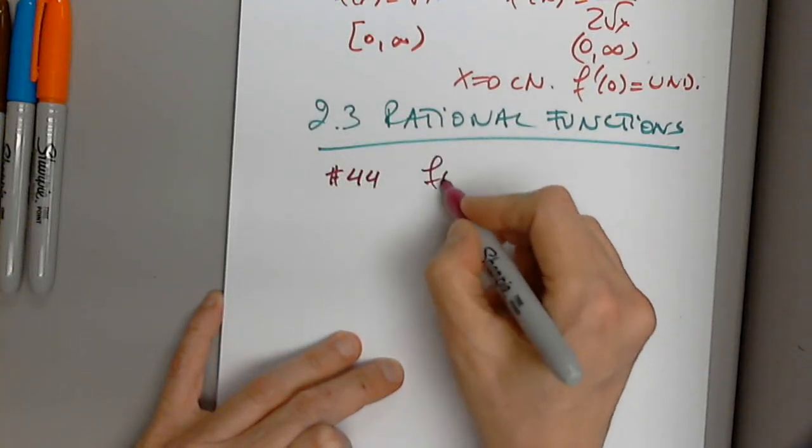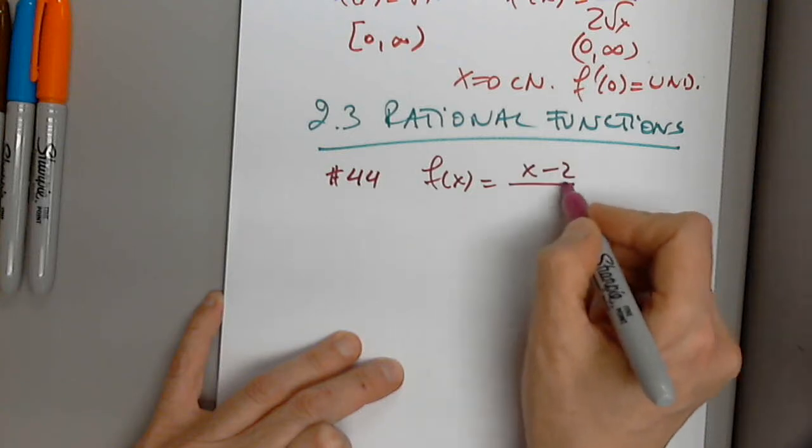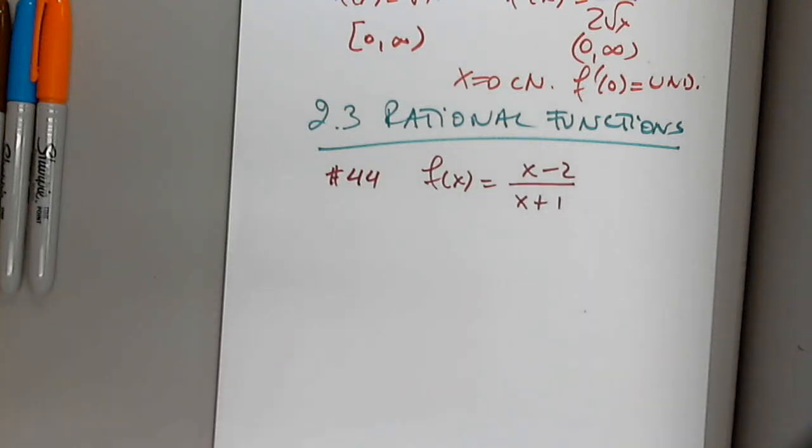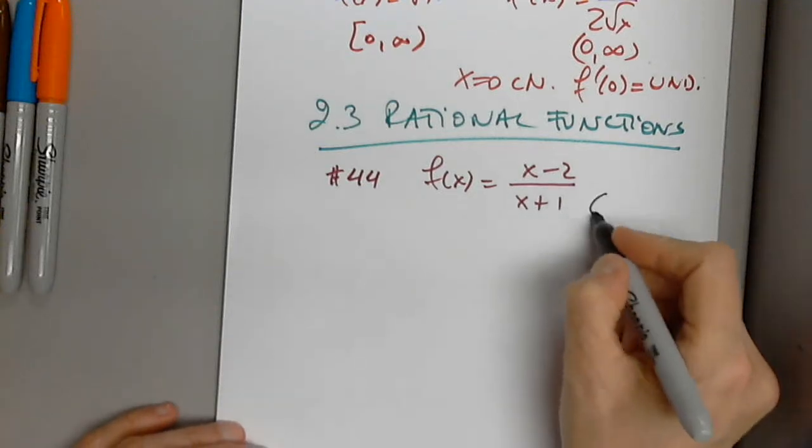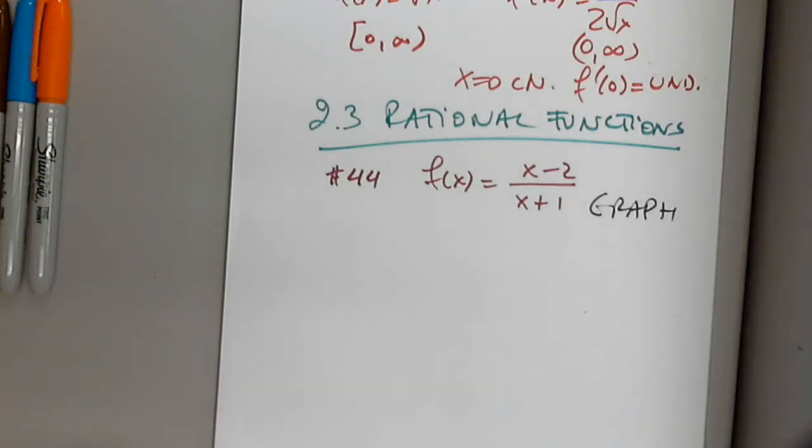f of x equals x minus 2 over x plus 1. This is a typical, what I like to call type 1 rational function. Not difficult at all to work with. Of course, we are asked to graph. We will go through the same steps, domain, everything.